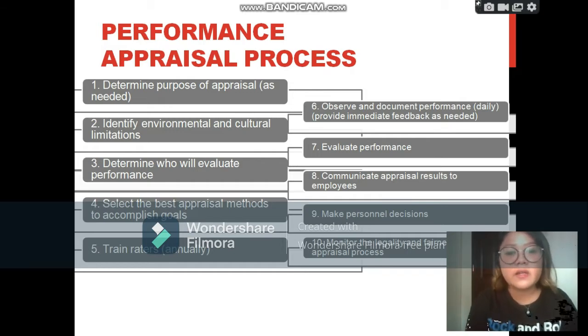Then we have the evaluation of performance process. Of course, we need to communicate appraisal results to the employees and monitor the legality and fairness of appraisal processes. So we're going to discuss each of these processes one by one as I move on to the slides.